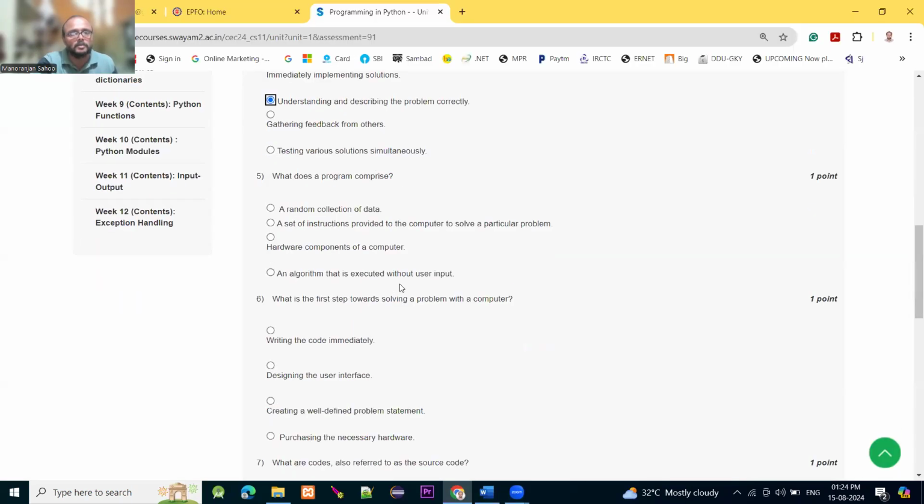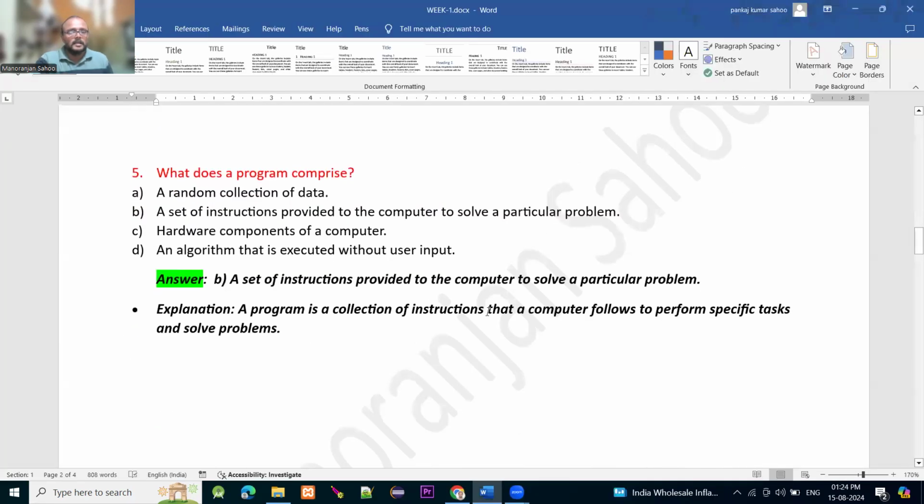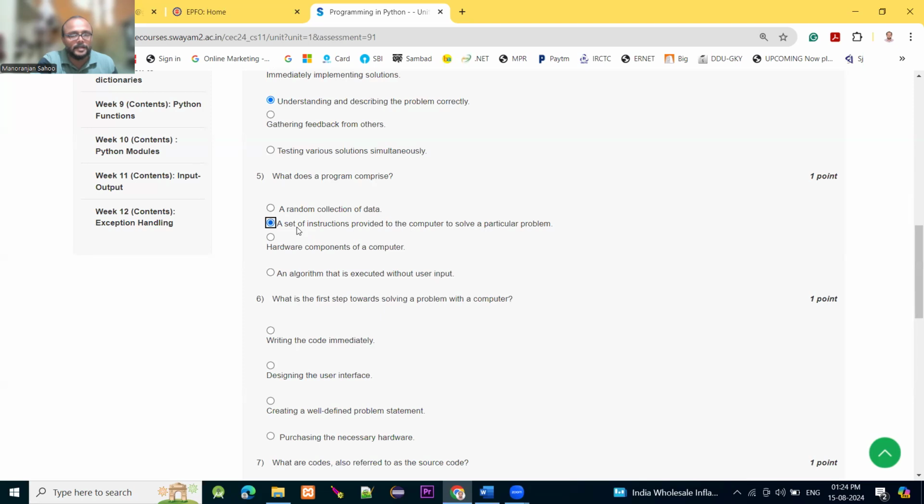Moving to question number 5. What does a program comprise? A program is a set of instructions provided to the computer to solve a particular problem. A program is a collection of instructions that a computer follows to perform a specific task. So, option B, a set of instructions provided to the computer to solve a particular problem, is the right answer.